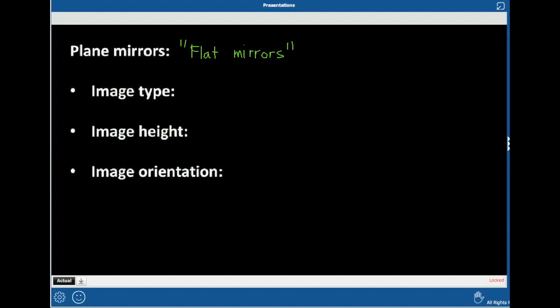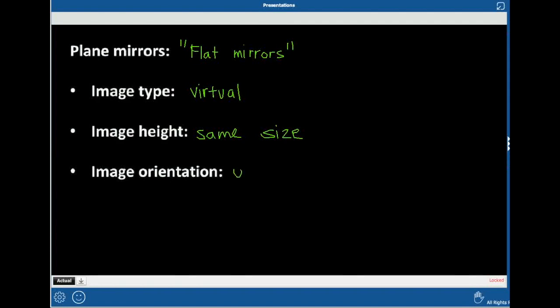So the image type for a plane mirror is virtual, which means you see that image in like Mirrorland. So your image isn't standing right next to you. You see your image on the other side of the mirror. Okay. Your image height is the same. When you see an image in a flat mirror in your bathroom, it looks the same height as you. It looks identical to you, right?